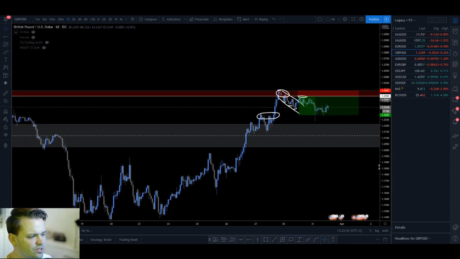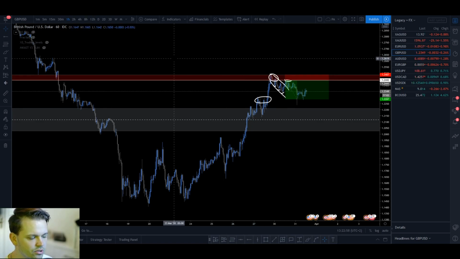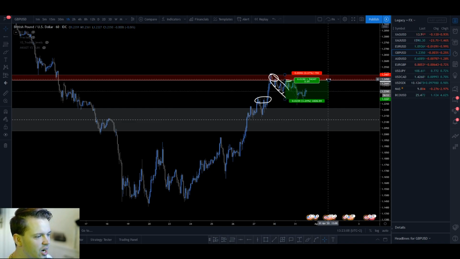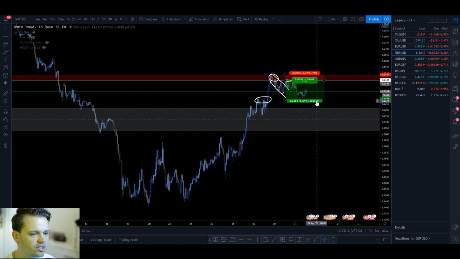Now this is hindsight trading, obviously. It's pretty stupid doing this type of analysis because I'm looking at a trade that's already happened, and that's not really the way to do it. But I'm just showing you guys how I'm thinking and how I'm approaching the forex market.